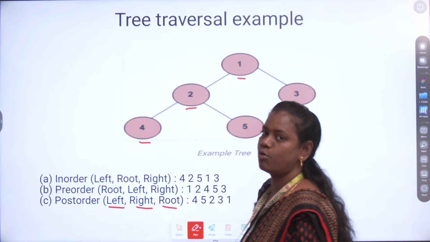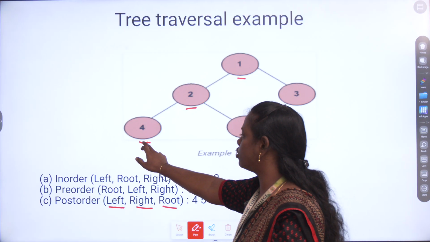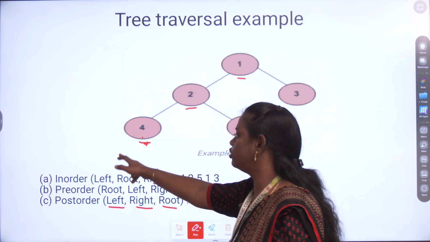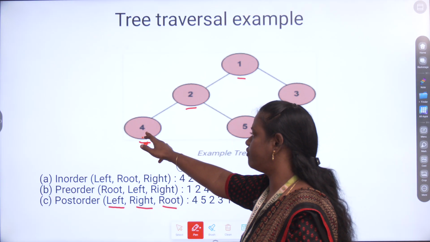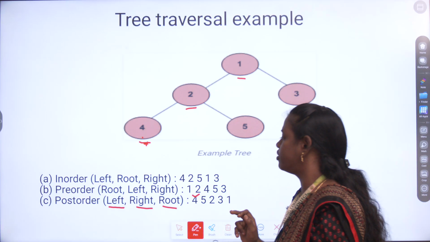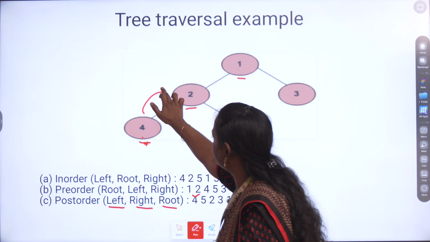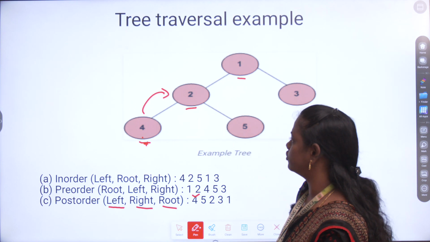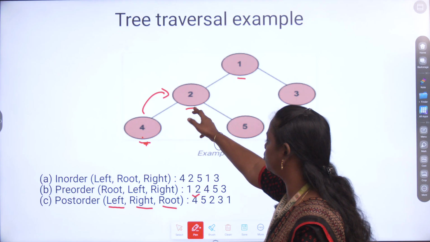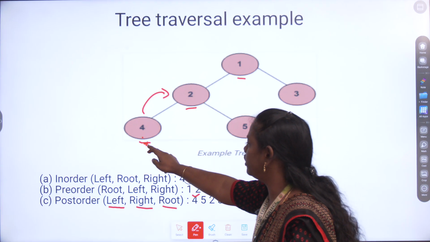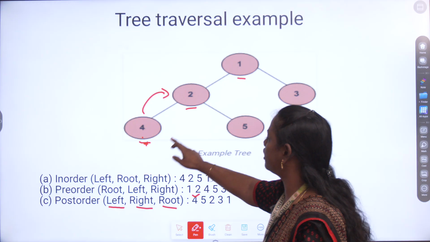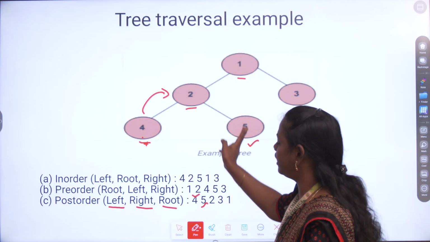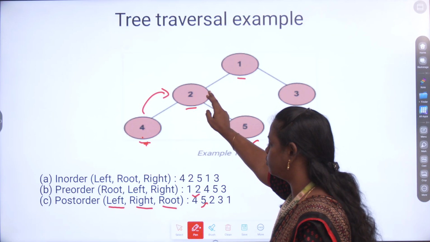Now I am going to apply post-order for this node. Your post-order formula is left, right, root. For this node, no left, no right. So we need to visit the root node. Your root node 4 is visited. And then again we need to backtrack to 2. Now I am going to apply post-order for this. If you apply post-order for node 2, you need to visit left. Left is already visited. Next I need to visit 5, that is right. After visiting left and right, next I need to visit node 2, that is the root node.